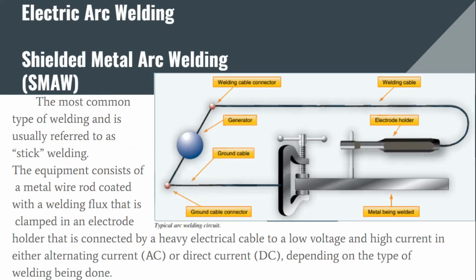In shielded metal arc welding, this is the most common type of welding and is usually referred to as stick welding. The equipment consists of a metal wire rod coated with a welding flux that is clamped in an electrode holder that is connected by a heavy electrical cable to a low voltage and high current in either alternating current, AC, or direct current, DC, depending on the type of welding being done. A short video that helps you easily understand shielded arc welding.